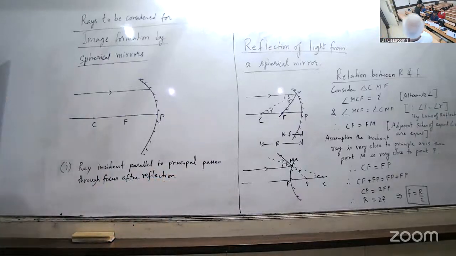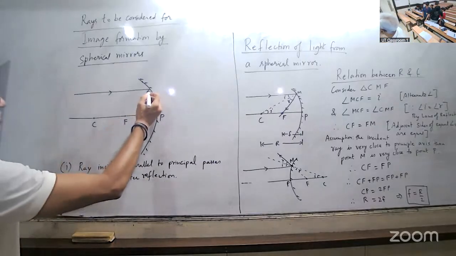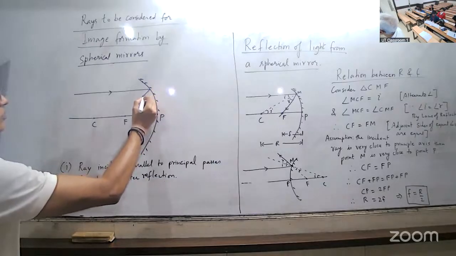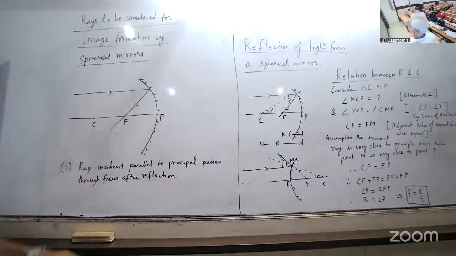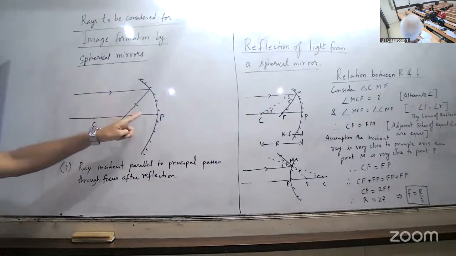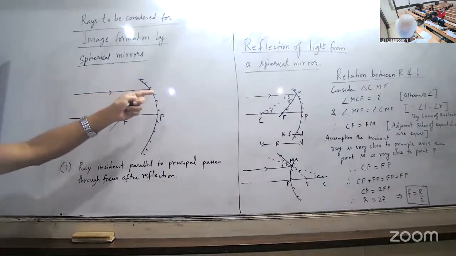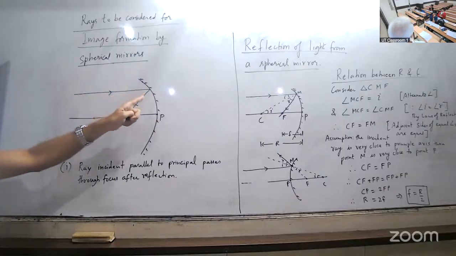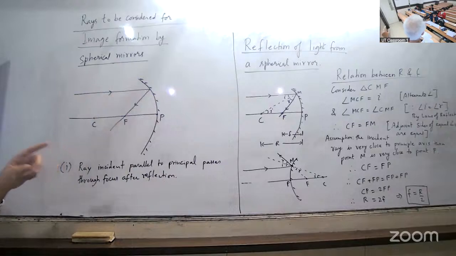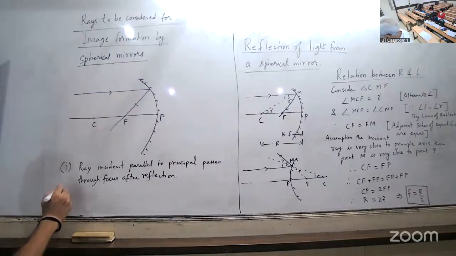So you have to have the knowledge of the behavior of the ray after reflection. So a ray parallel to the principal axis will pass through focus. So this is what will happen. And you have to draw the direction before and after reflection. This is the incident ray and this is the reflected ray. This is towards the mirror, this is away from the mirror. Very, very important. If you do not mark the direction, marks will be cut. So the direction of both incident and reflected ray has to be shown very clearly.